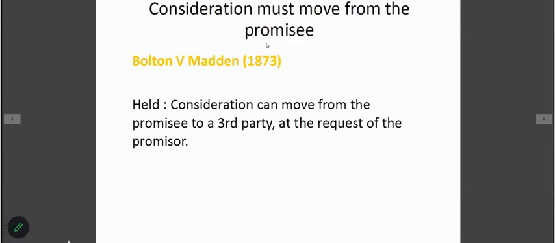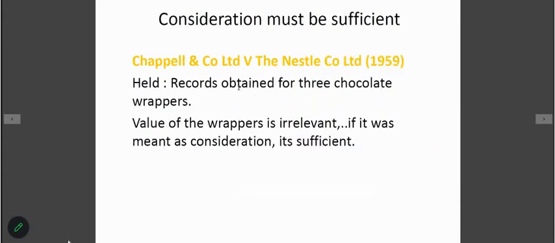Consideration can move from promisee to a third party at the request of the promisor. Under this, that can be done also. So here it is: the record obtained for three chocolate wrappers. The value of the wrapper is irrelevant. If it was made as consideration, it is sufficient. Alright, then the third party, we already agree upon, they consider this factor good enough to bring up the case.